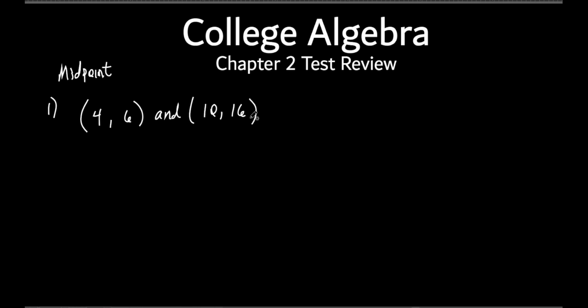So if it says find the midpoint, it's a point. Just like these are points. These aren't the midpoints, but they're points on a graph. One point is over here at (4, 6). The other here is at (10, 16). And you want to find the point that's in between, halfway, not just anywhere in between, but halfway in between those 2 points. So you need a formula.